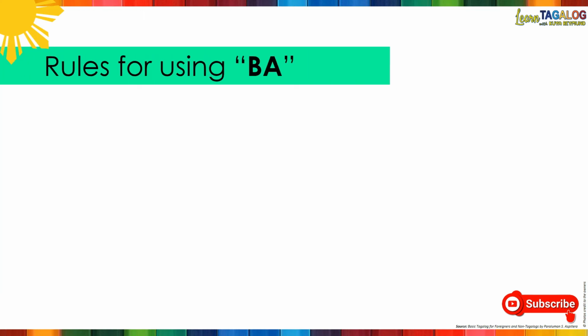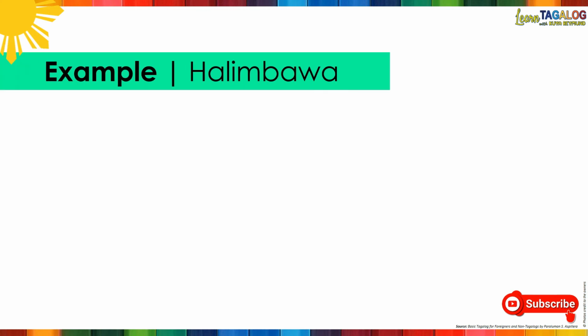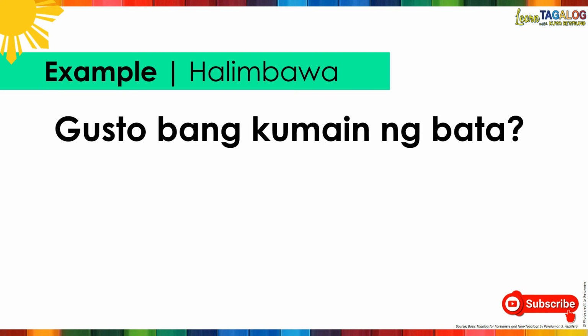Next rule for using ba is that in questions that start with pseudo verbs such as gusto, ayaw, ibig, pwede, maaari, and others, which help the main verb to express moods, place ba between the pseudo verb and the main verb and attach the ligature ng to ba. We have here an example for this rule. Gusto bang kumain ng bata? Which means, does the child like to eat?